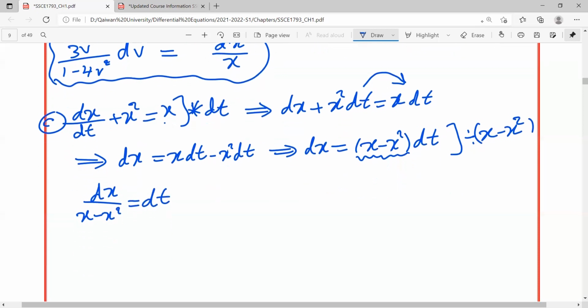As you see, we could separate them. We have only x terms with dx, and we have dt on the right hand side. That's all.